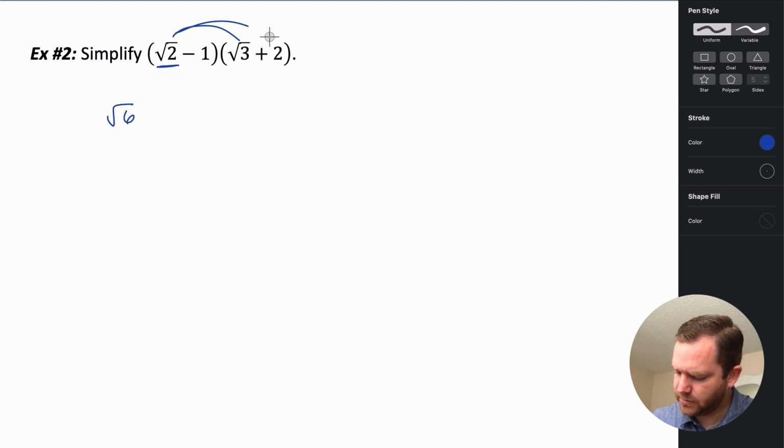Okay, so now the square root of 2 times 2. This 2 just multiplies the implied 1 that's on the outside. So it's going to be plus 2 times the square root of 2. Now we're done with this term. We've distributed it through to all of the other terms in the binomial.